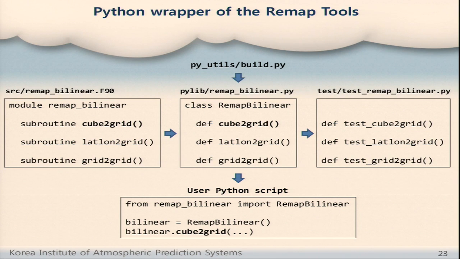For example, a Fortran module named remap_bilinear has 3 subroutines defined as cube to grid, random to grid, and grid to grid. There is a one-to-one correspondence between the same-named Python wrapper file and each unit test. The user script uses the Python wrapper class as shown in the code below.